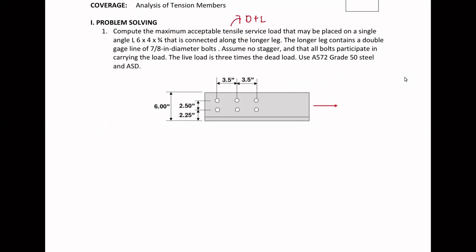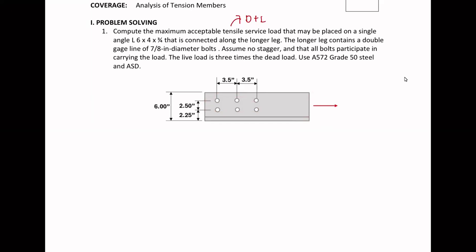Then, given our leg, we have 7/8-inch diameter bolts, assume no stagger, and all bolts participate in carrying the load. It doesn't mean that during rupture all of them need to rupture. It just means that each bolt will be receiving an equal share of the loading. And the live load is 3 times the dead load. And then we have that type of steel.